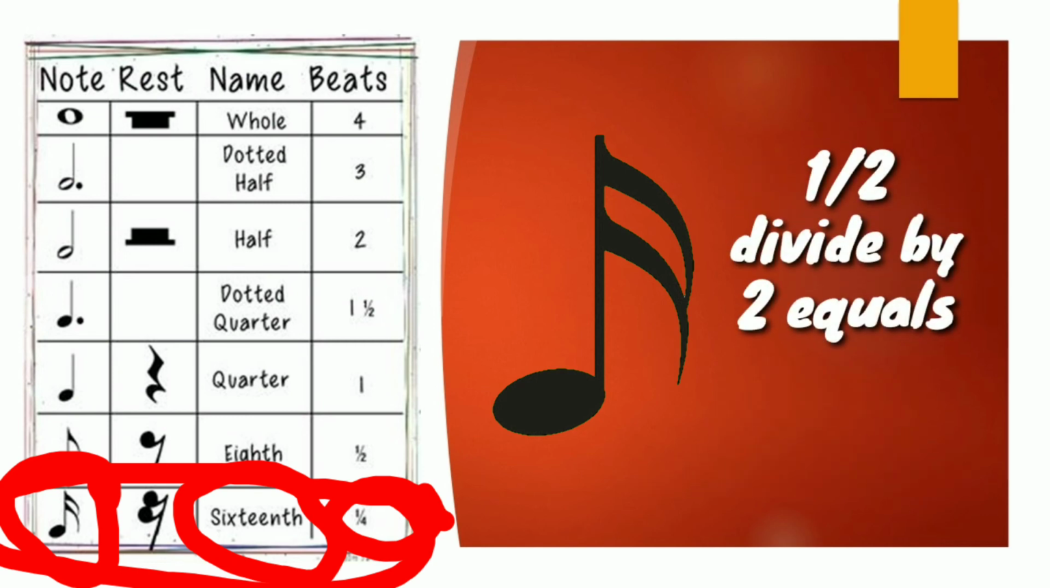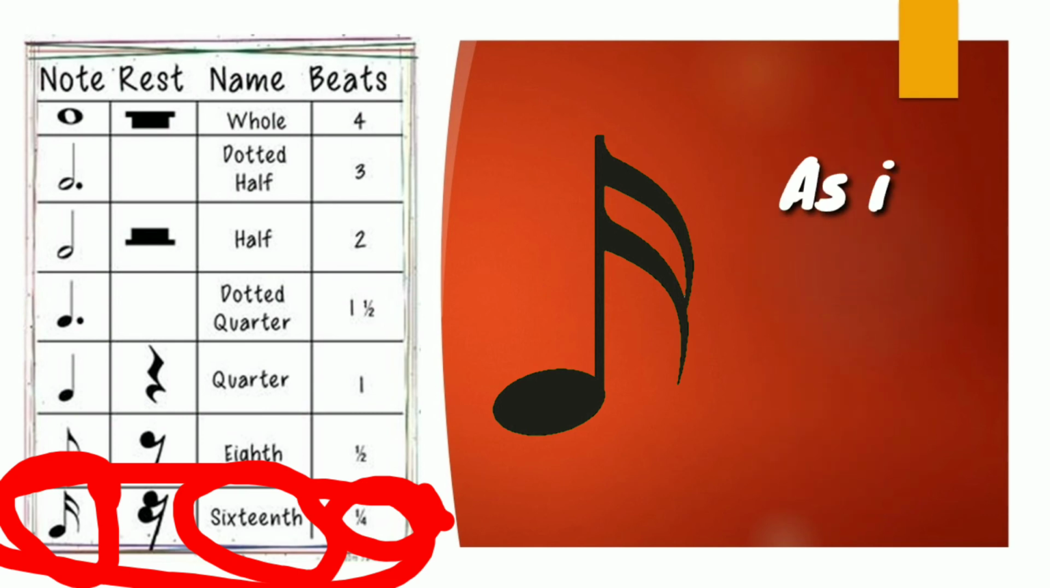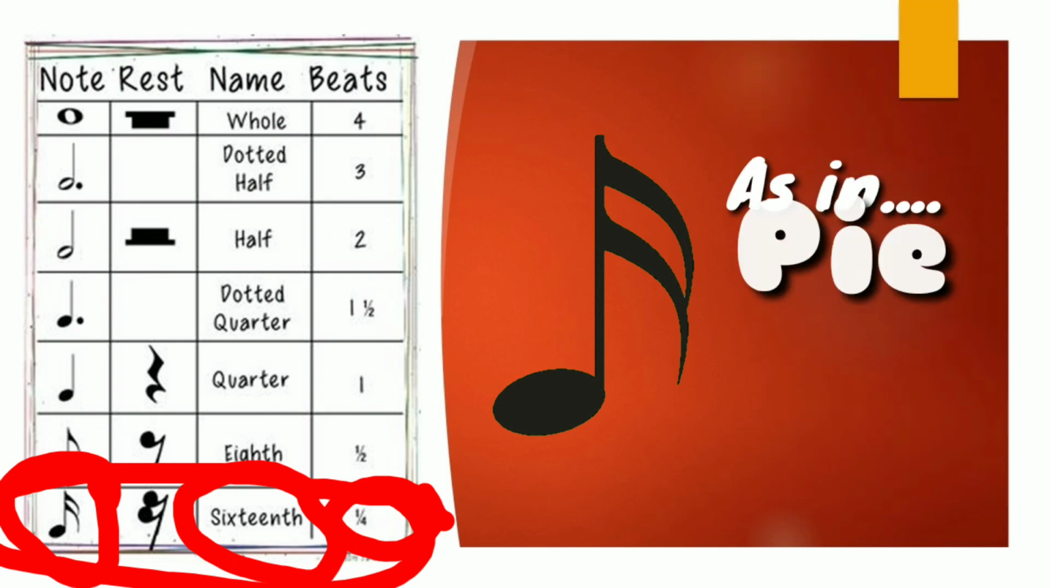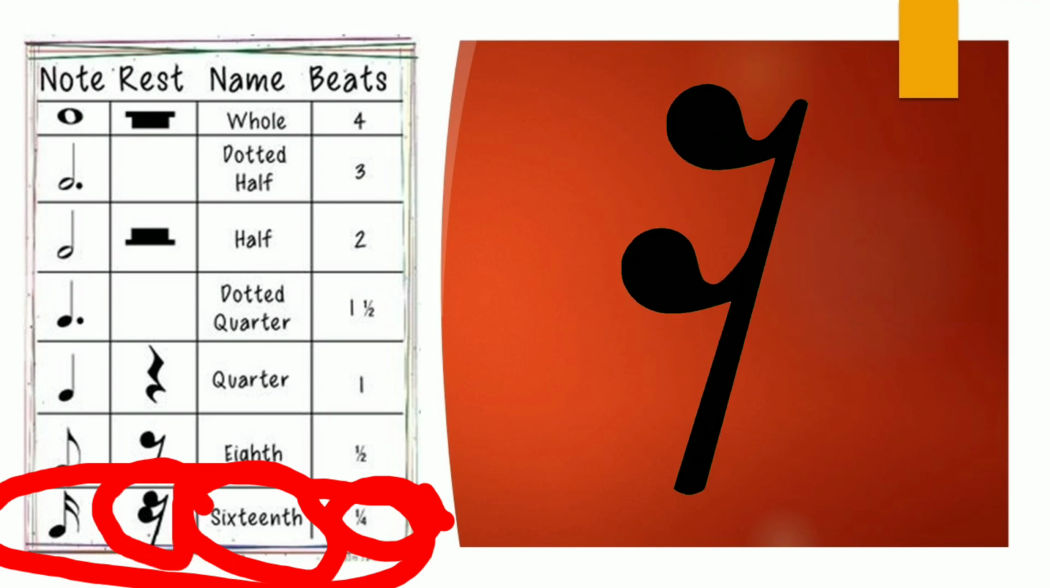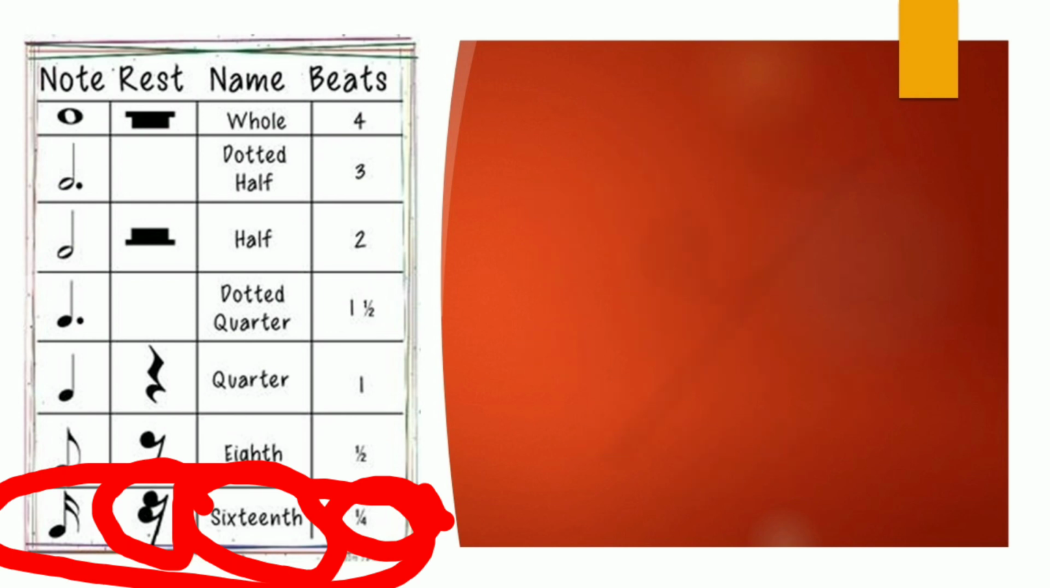Half divided by 2 equals 1/4, as in pie. Lastly, we have the 16th rest, which only means 1/4 beat of complete silence.